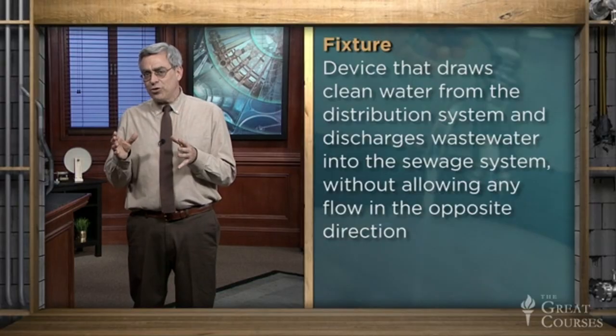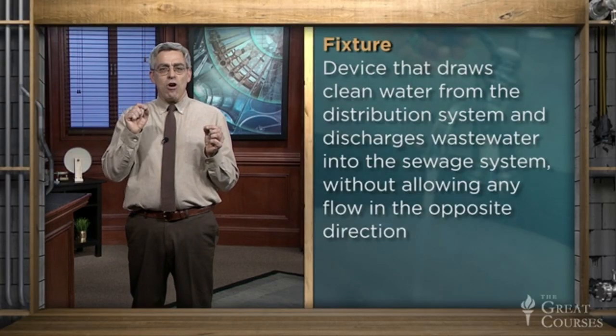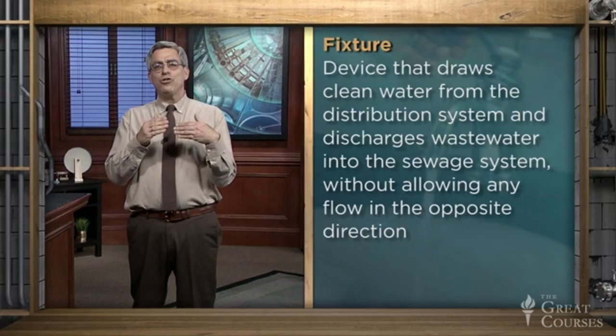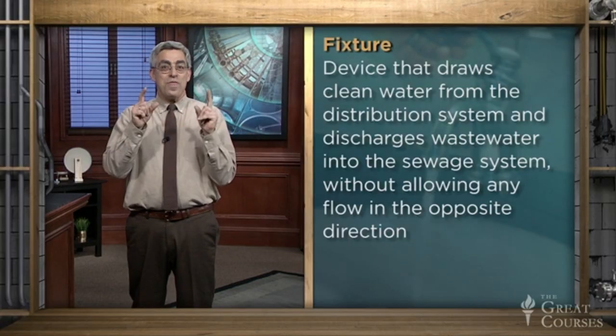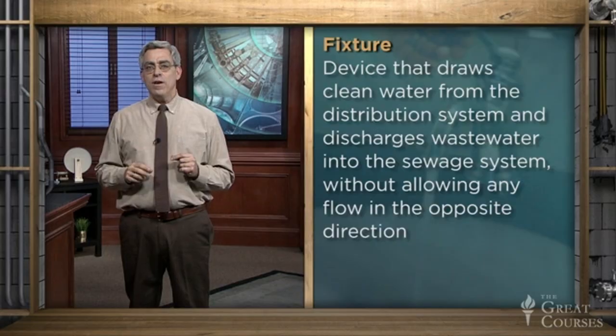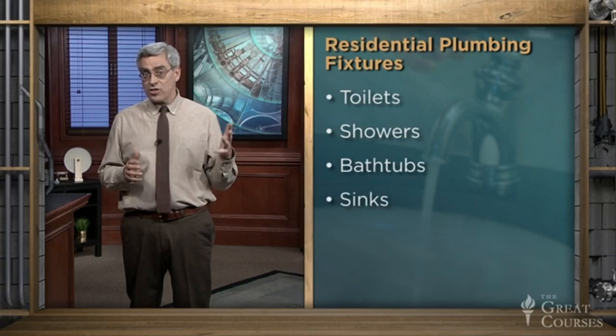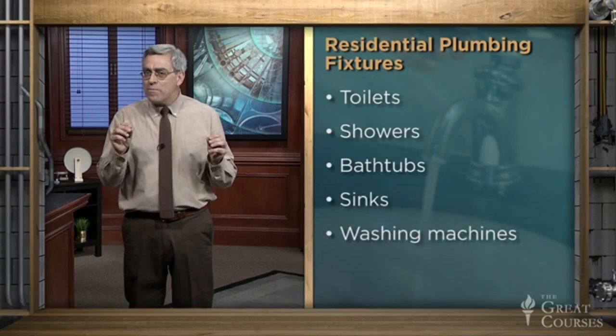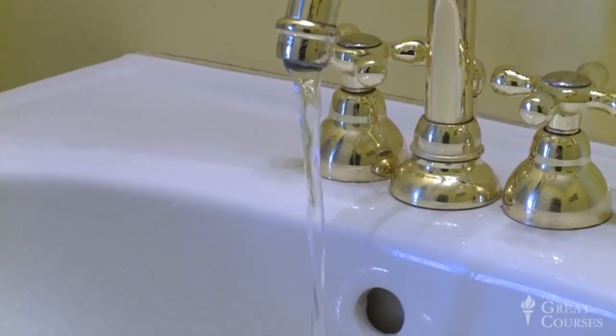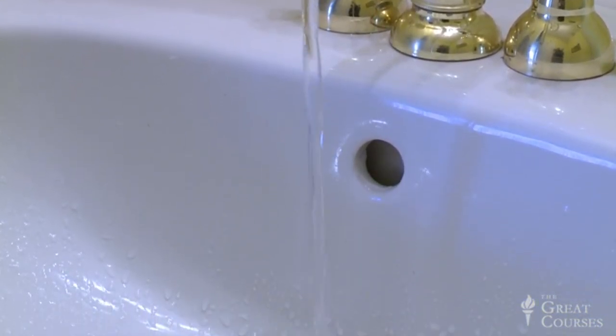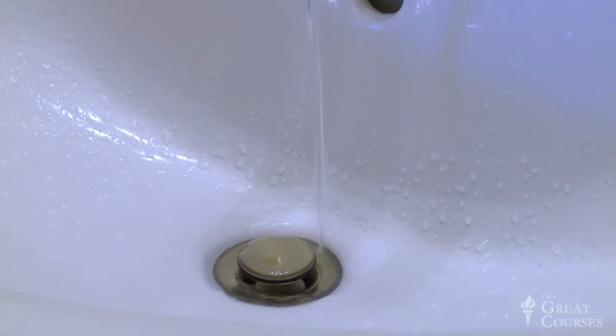Now, in general terms, a fixture is a device that draws clean water from the distribution system and discharges wastewater into the sewage system, without allowing any flow in the opposite direction. The most common residential plumbing fixtures, toilets, showers, bathtubs, sinks, and washing machines, all share this fundamental characteristic, a distinct break between clean water flowing in and dirty water flowing out, with no opportunity for the bad to contaminate the good. The purpose of your household plumbing system is to capture the wastewater discharge from all these fixtures and combine it into a single stream for disposal.